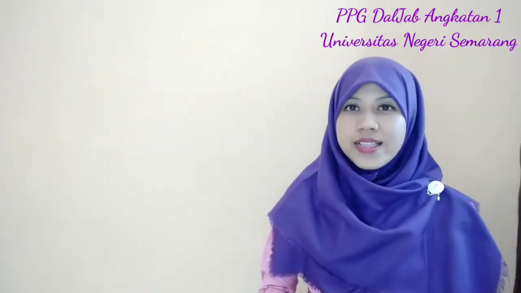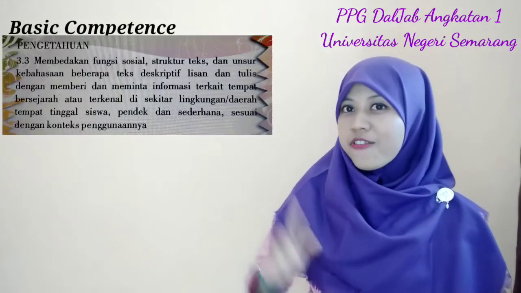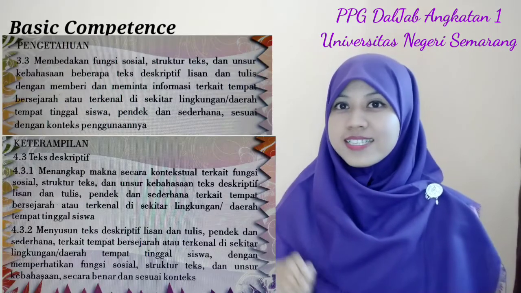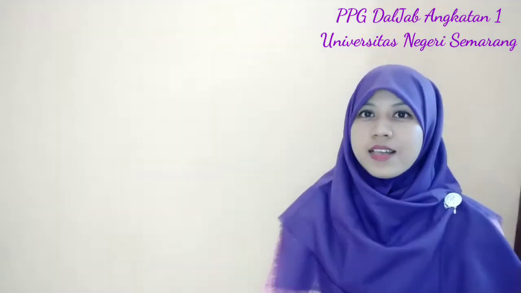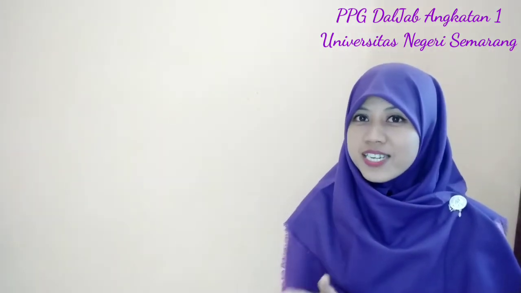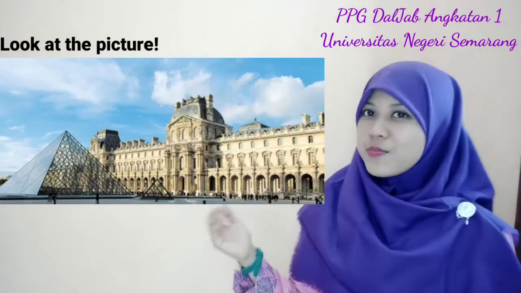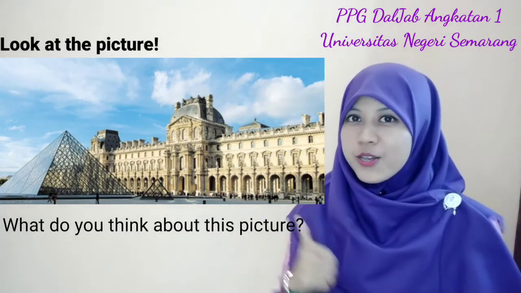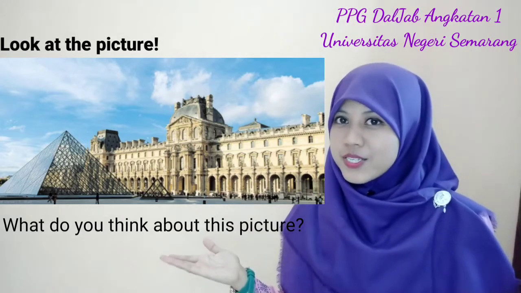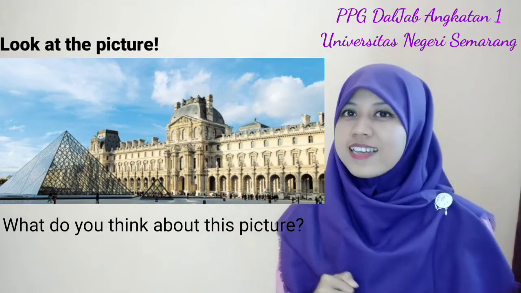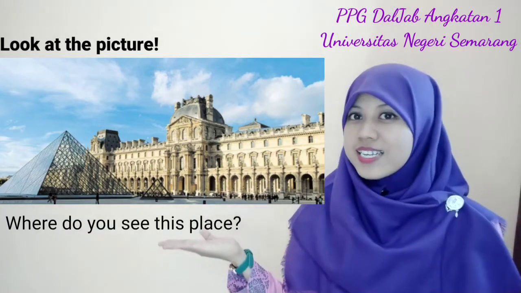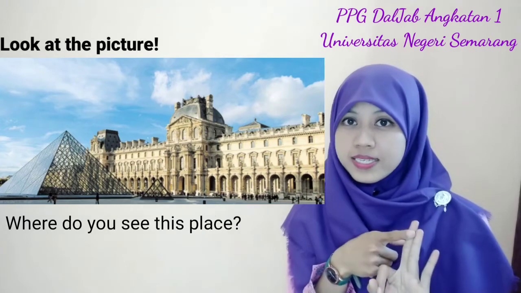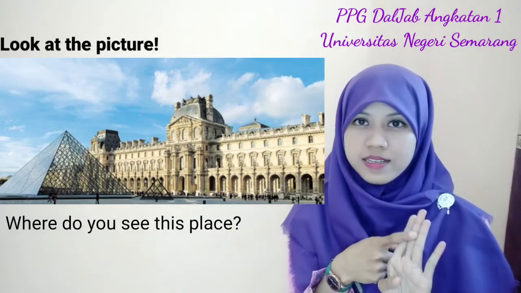In this time, you will learn about basic competence 3.3 and also 4.3, as you can see on my right side. Okay, my students, I have a picture that I will show to you. Look at this picture. What do you think about this picture? Good. The place in the picture is beautiful. Then, where do you see this place in this picture? On television, books, magazine, or maybe your smartphone?